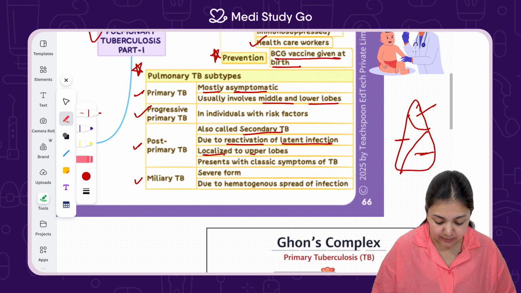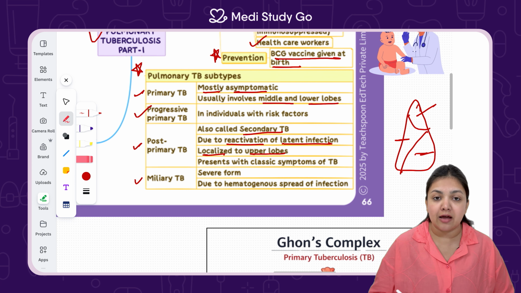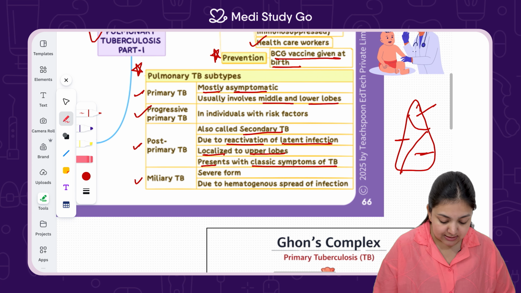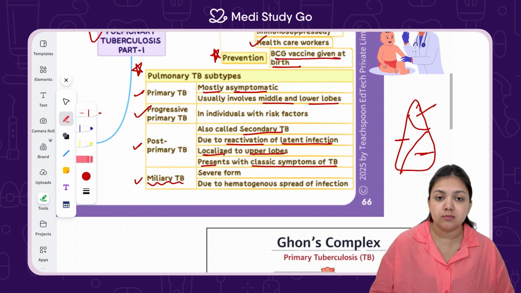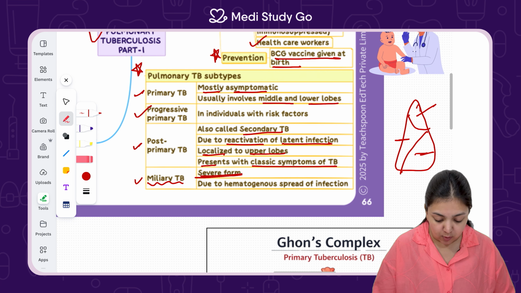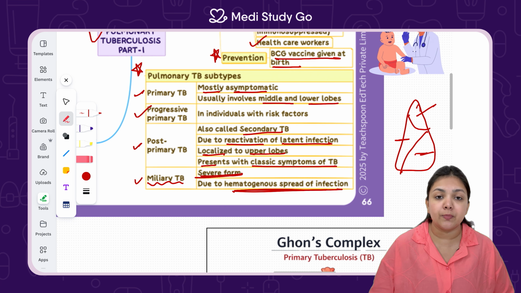This is localized mainly to the upper lobes because the upper lobes have a higher circulation and therefore the bacilli can multiply easily there, and it presents with classic symptoms of TB. Lastly, there is a miliary form of TB, and as the term suggests, it contains millet-sized lesions of up to 1 to 3 mm in size, which can get implanted into different organs of the body. Therefore, it is a severe form of TB and spreads because of hematogenous spread of infection. If something has involved the blood, then it is not stoppable and therefore it is a more severe form.